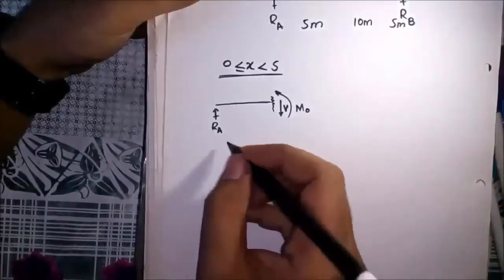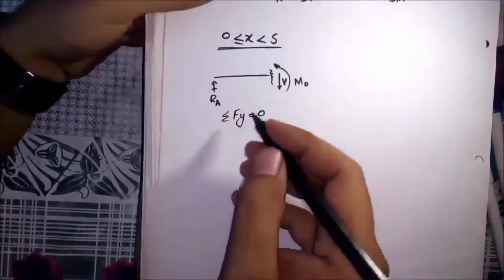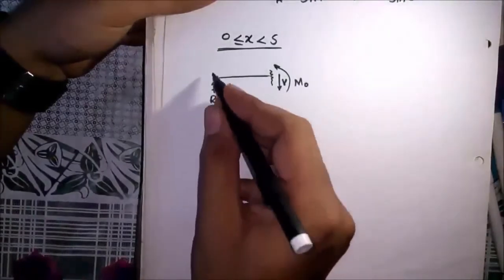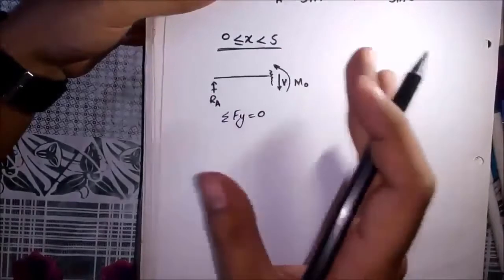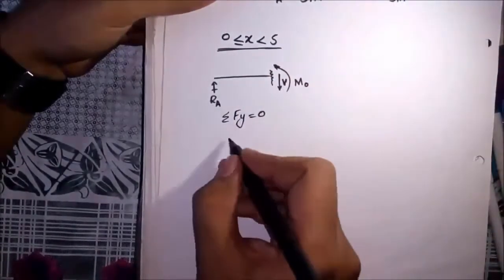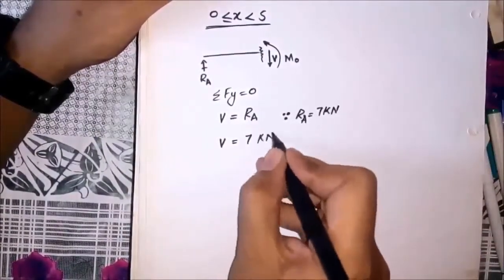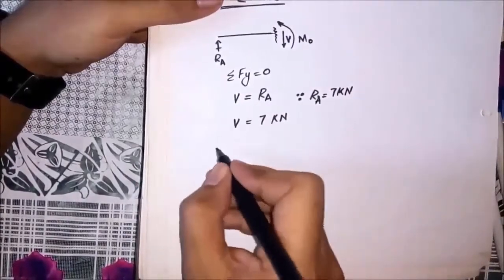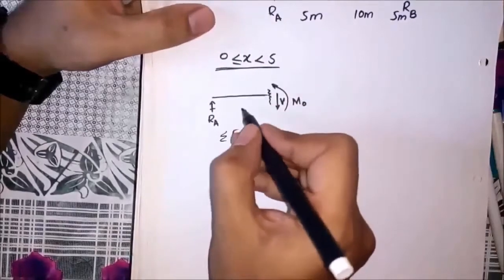Now we have to solve this system. Again, we apply equations of equilibrium. Ra is not producing any moment, whereas MO and the moment due to V are opposite. The distance from A to V is x.